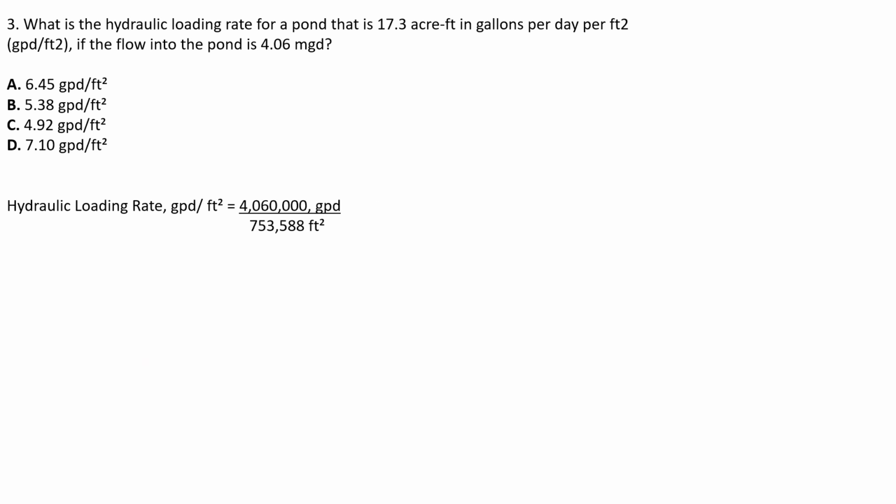Now we can plug that into our formula. So we have 4,060,000 gallons per day divided by 753,588 square feet. You do your division, and the answer is 5.387 gallons per day per square foot. The closest answer is B, 5.38 gallons per day per square foot.